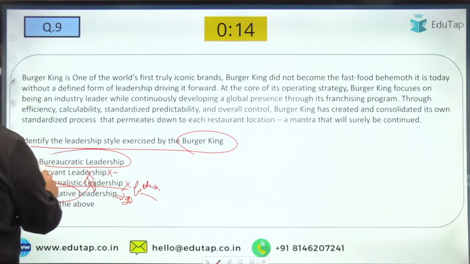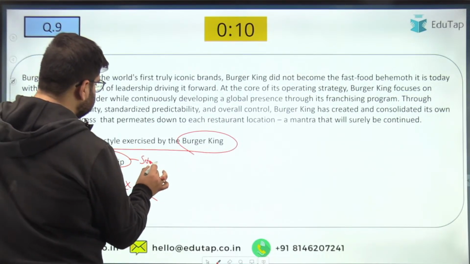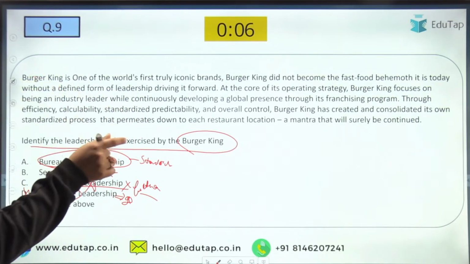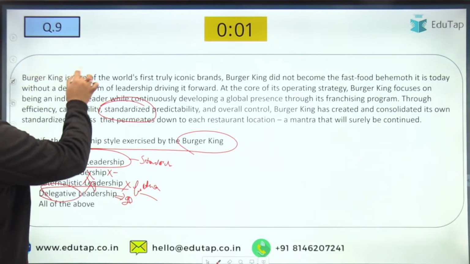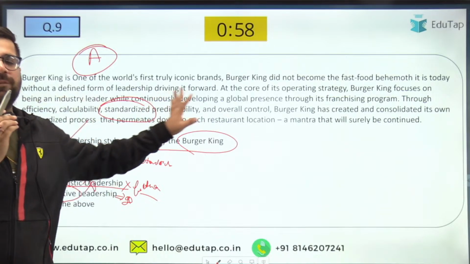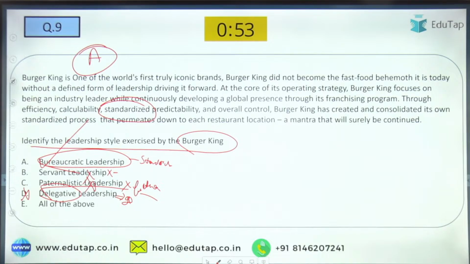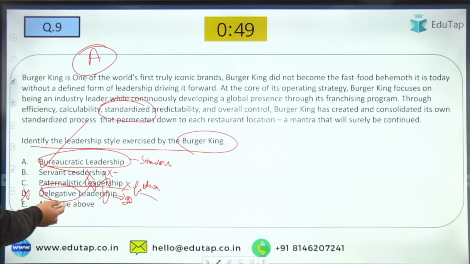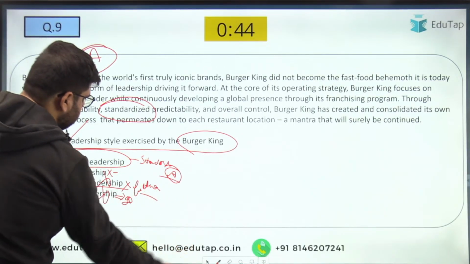Now check for bureaucratic. In bureaucratic, definitely standards are made. And it is clearly written over here that Burger King has a standardized process, standardized predictability. Therefore, your answer will be option number A. Although some features of bureaucratic leadership are not mentioned over here, still, if you see other options, servant is obviously eliminated, paternalistic and delegative, all of them are eliminated, and E does not make any sense. So you are left with option number A only. So your answer will be option number A.